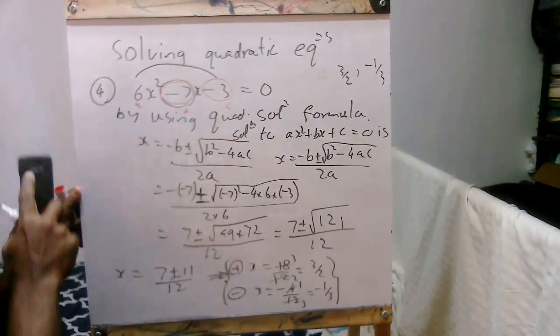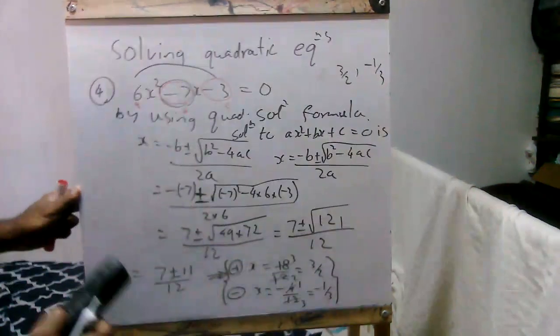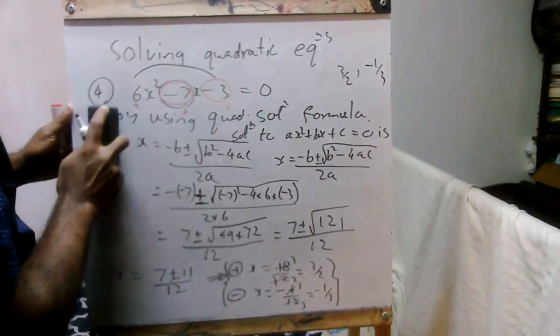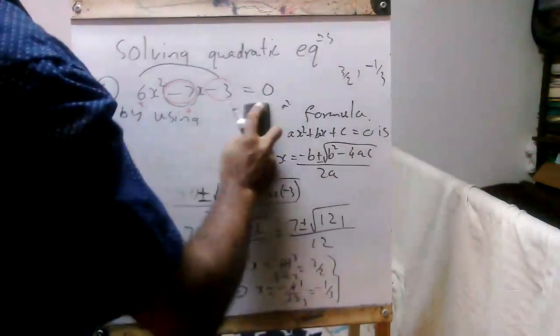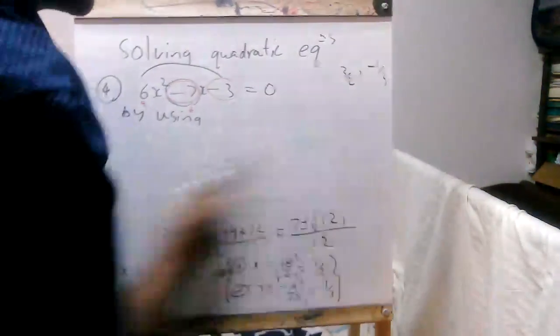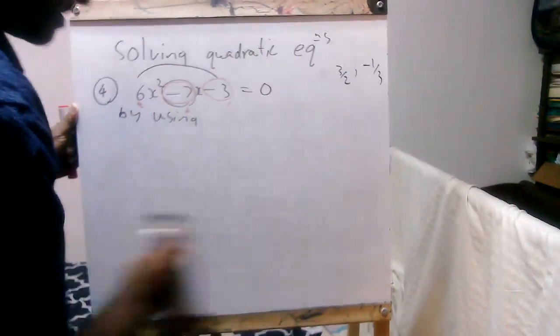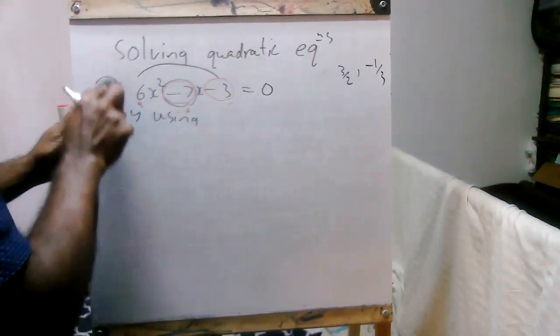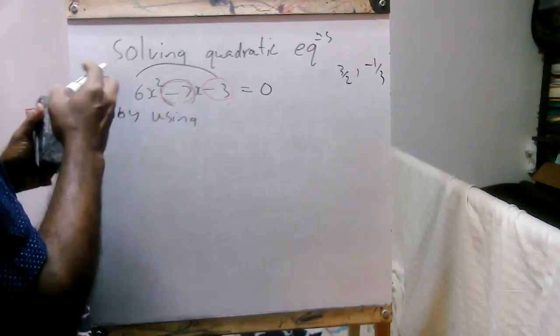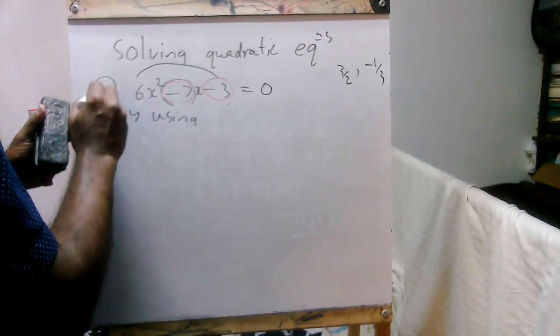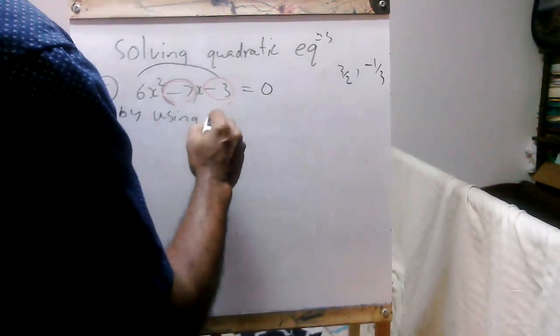Right, now I'm going to erase this. Change this number to 5, completing square.